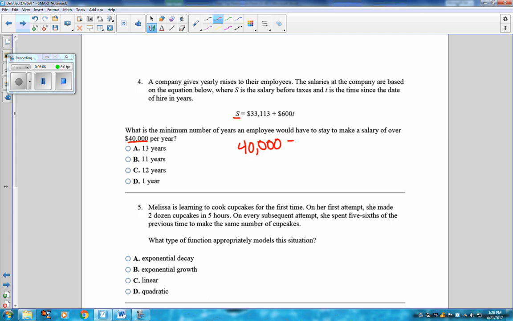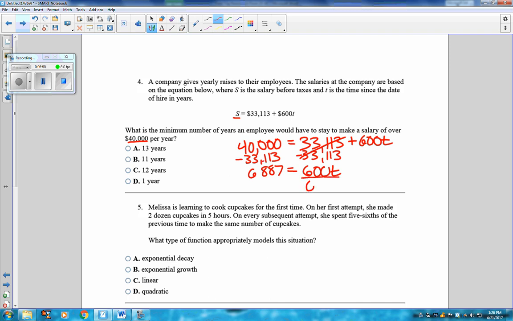So I'm going to have 400,000 equals 33,113 plus 600 T. So I'm solving for T. So I'm going to subtract 33,113 from both sides. Which gives us 6,887 equals, because those cancel out, 600 T.